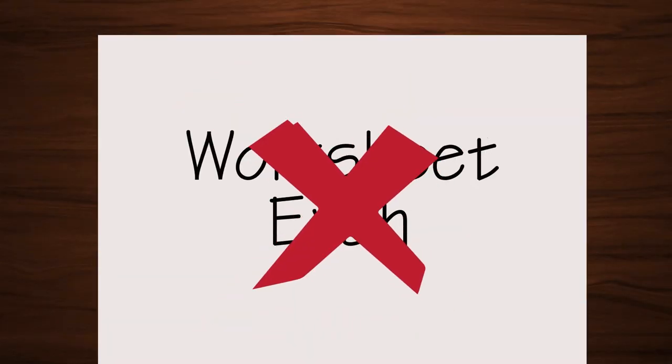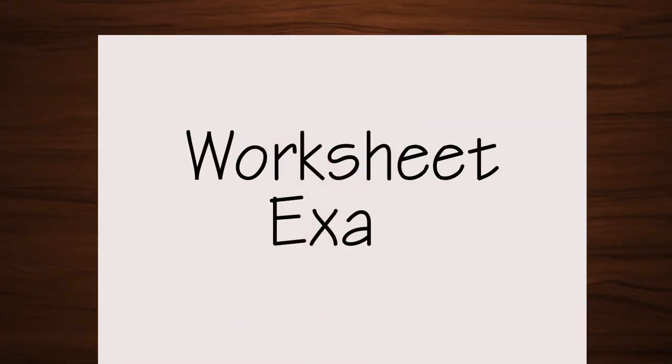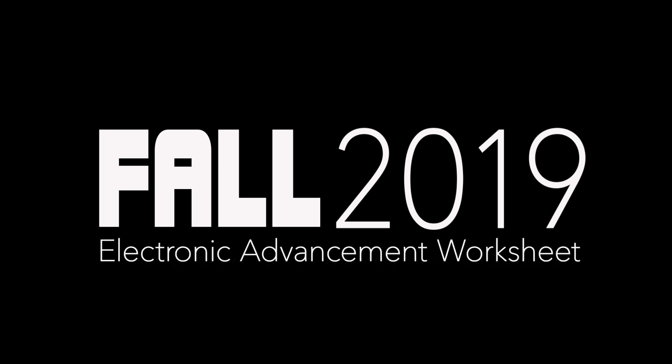Tired of having to get your ESO to fix your worksheet every exam? Well, you're in luck, because the days of paper exam worksheets will soon be a thing of the past. Beginning with the fall 2019 exam cycle, the electronic advancement worksheet will become the official eligibility form for enlisted sailors. So how will the process change once paper is no more?